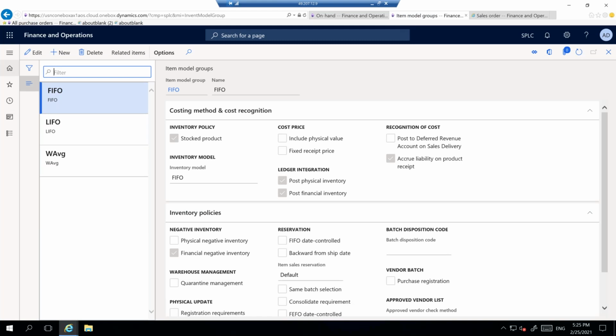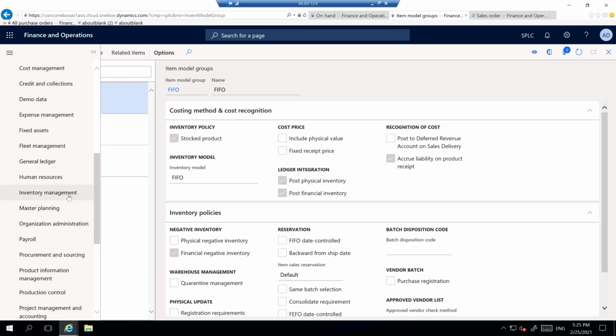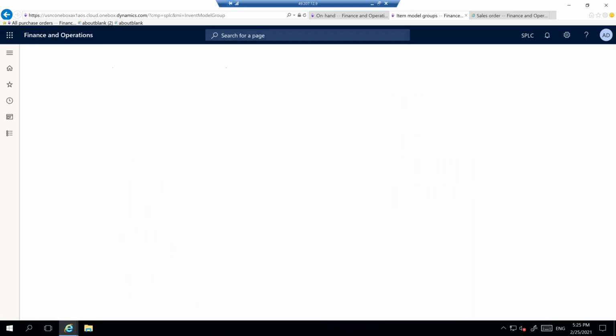System by default will calculate weighted average only. Always, whether you have mapped FIFO, LIFO, or weighted average, system by default will calculate weighted average only. But if you run this inventory closing, inventory management, closing and adjustment, people will speak the generalized word closing process or inventory closing process, but in the system the name is closing and adjustment. We can go to this closing and adjustment.